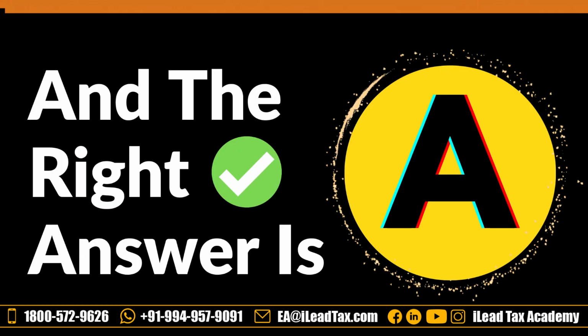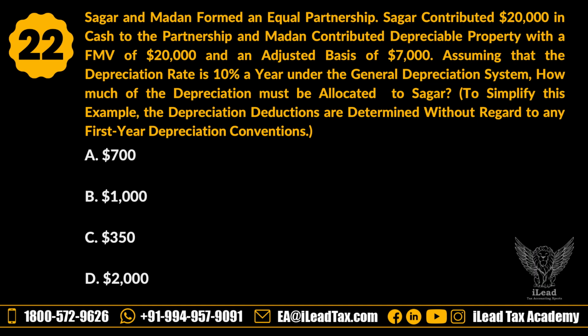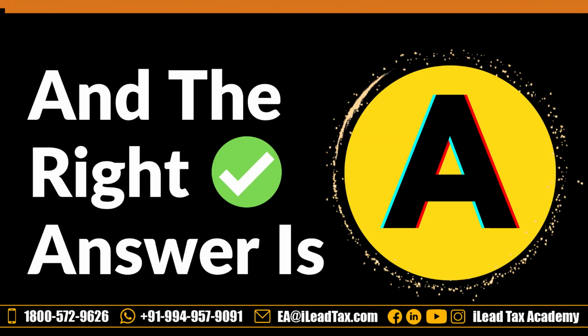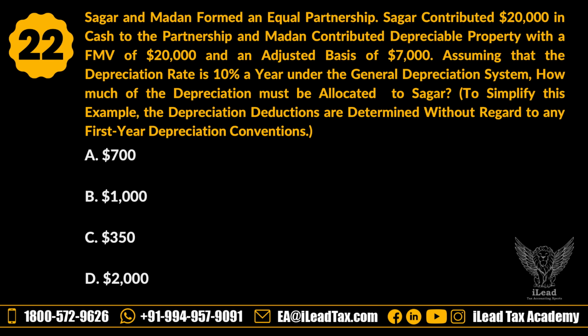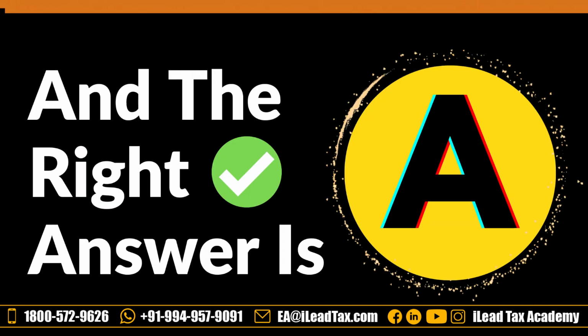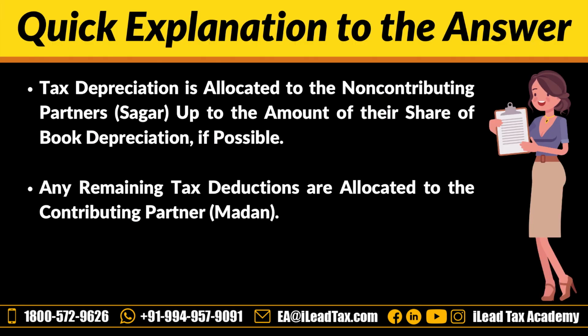Let's see why it is A. To calculate the depreciation, we need to take the adjusted basis. Depreciation will be calculated with the adjusted basis. The adjusted basis in this case is 7,000 and the depreciation rate is 10%. So 7,000 times 10% is 700. So the answer is 700. Let's go to the next question.